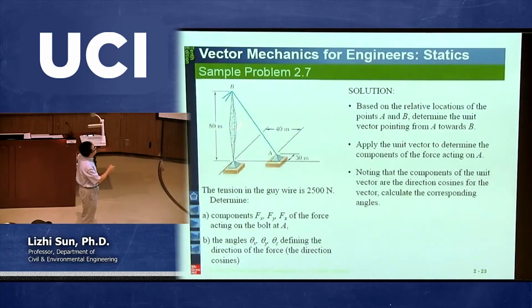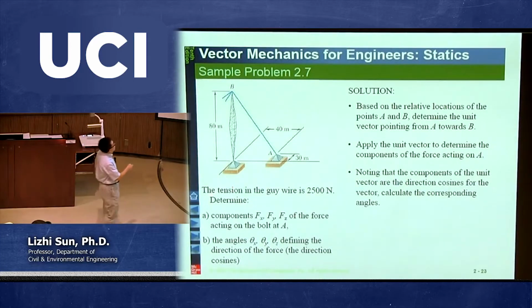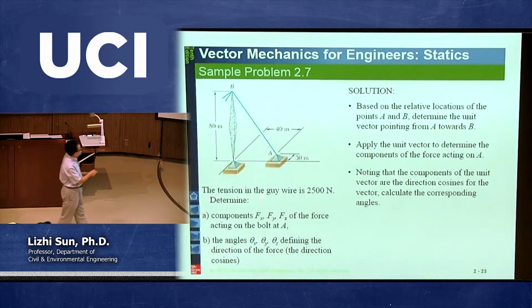Here's the example, three-dimensional setting. So the tension in the guide wire here, so this is the wire from A to B, okay? So this is probably a power tower or whatever, part of that. So the tension in the guide wire is 2,500 Newton.